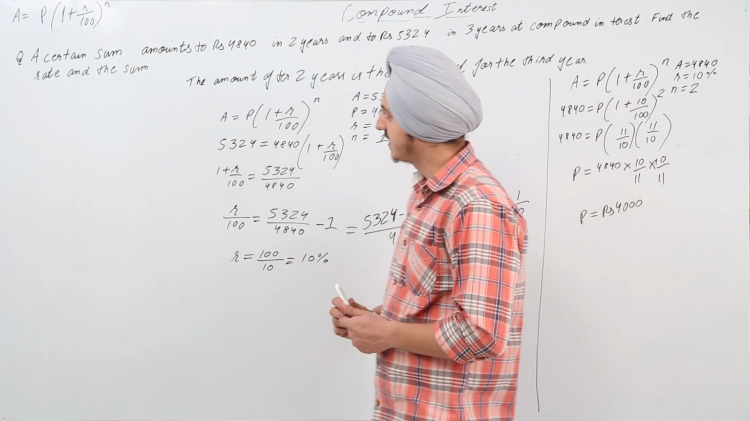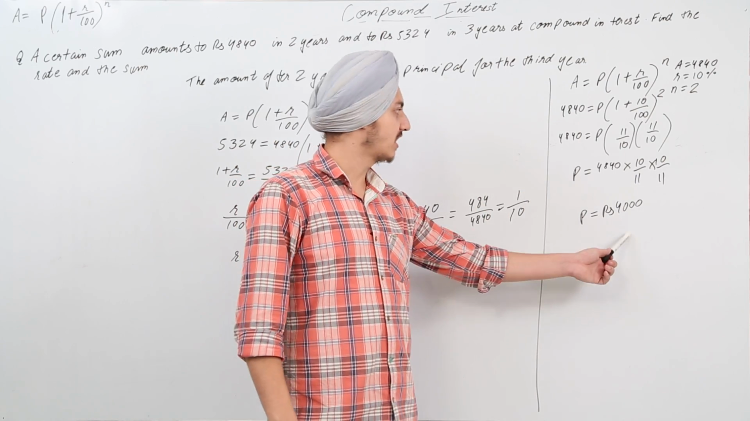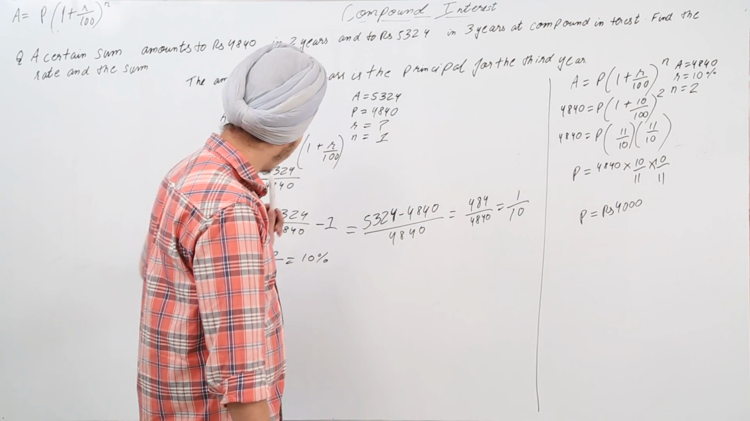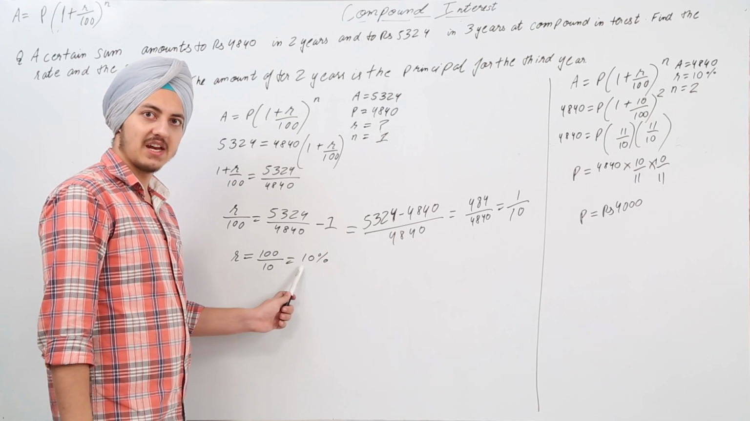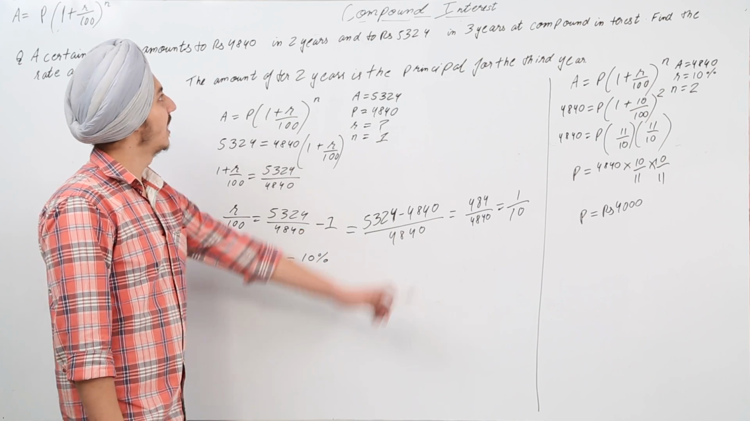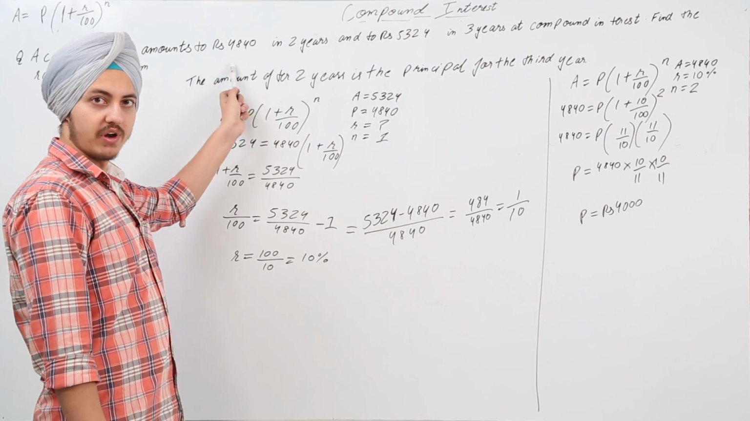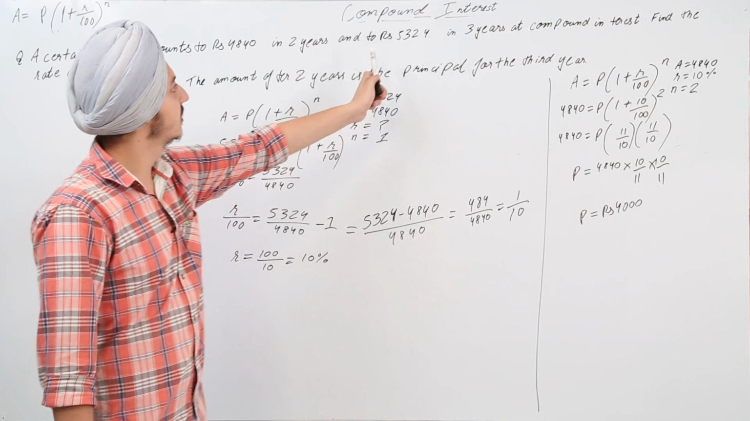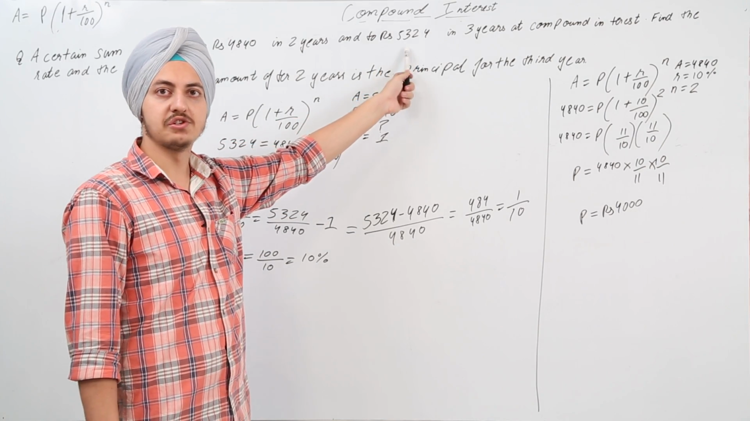So on a principal of rupees 4,000, at a rate of interest of 10%, after 2 years, the amount is equal to 4840, and after 3 years, the amount is equal to 5324.